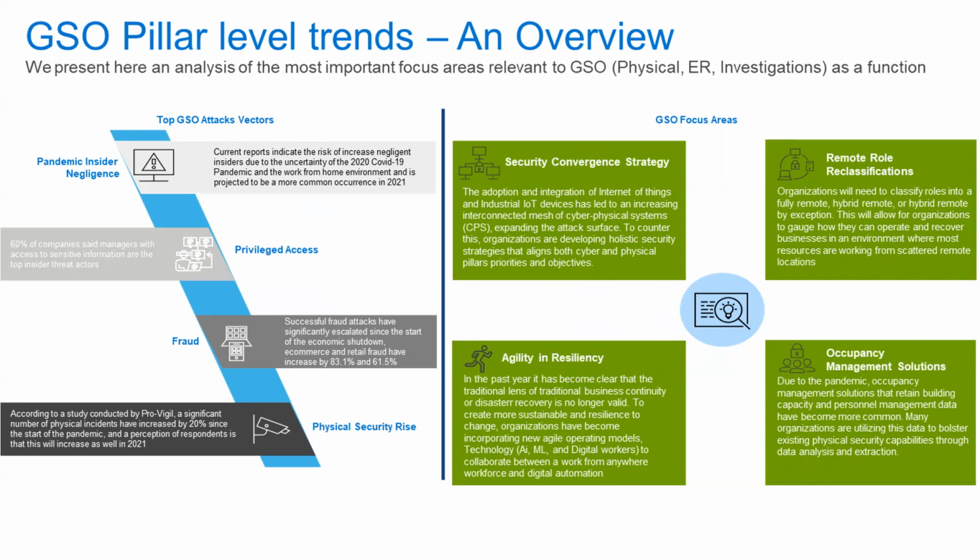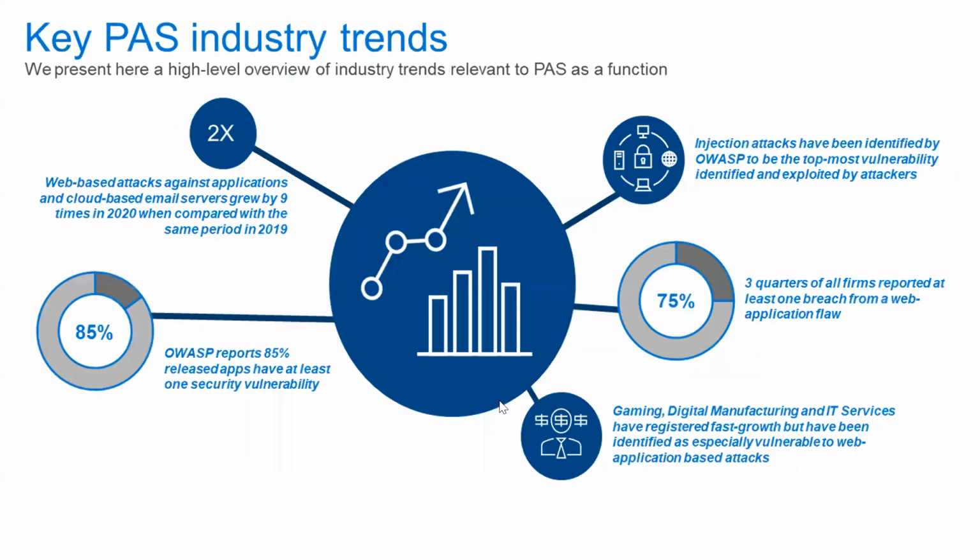And really getting people to be agile. If you haven't heard of the agility side of things, agile operating models, being able to use AI, machine learning, and some digital workers in order to collaborate and work from anywhere. We're going to go into that in a little bit more detail.